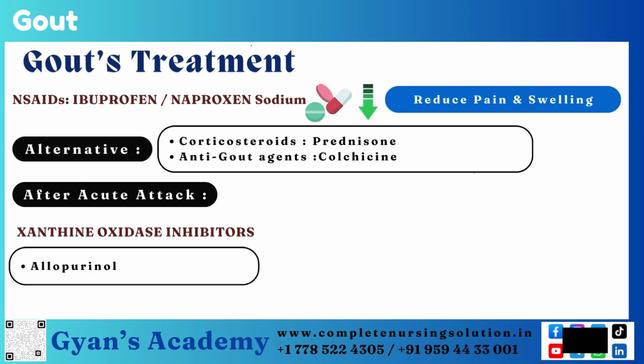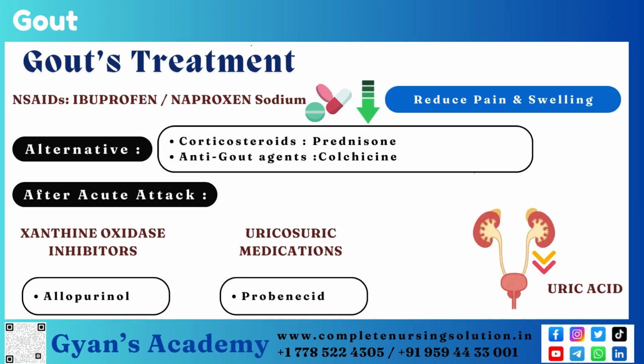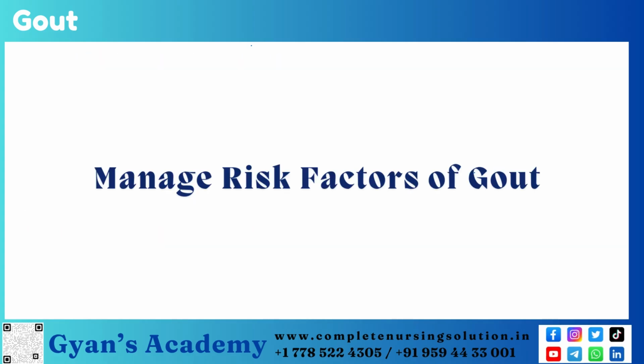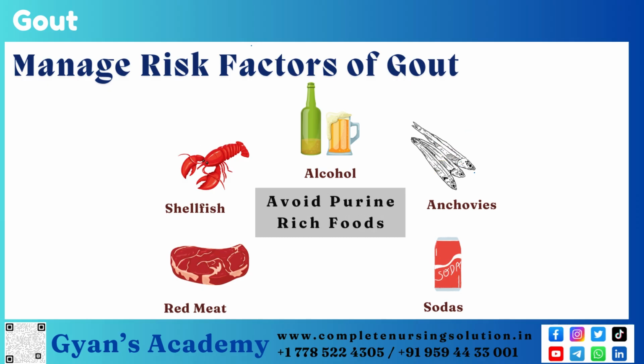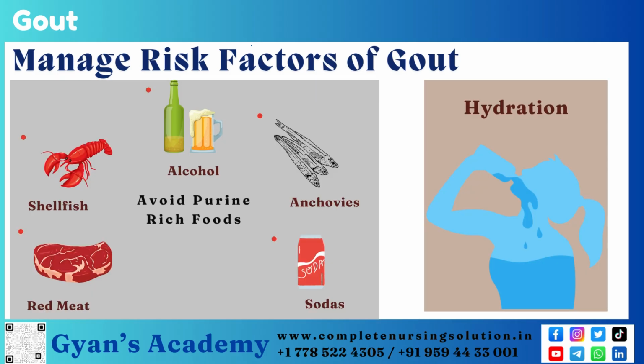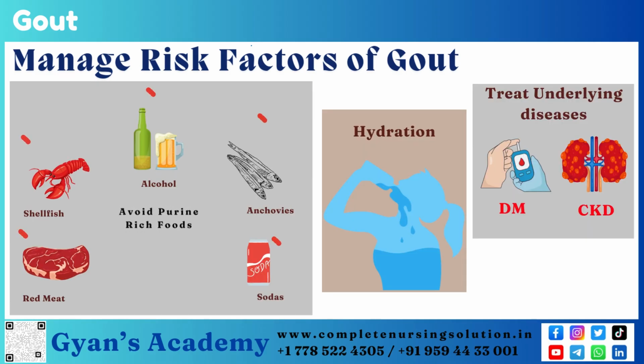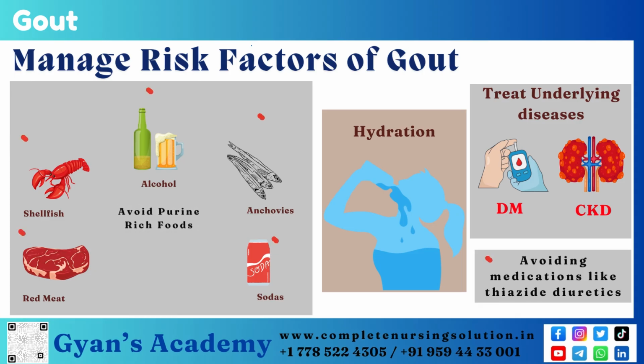After managing the acute attack, clients may also take medications that help decrease uric acid levels, such as xanthine oxidase inhibitors like allopurinol, as well as uricosuric medications like probenecid that increase excretion of uric acid by the kidneys. Finally, it's important to address the underlying risk factors. This may include modifying the diet and reducing or eliminating soda, alcohol, red meat, and seafood, as well as staying hydrated, and managing underlying disorders such as diabetes or chronic kidney disease, and avoiding certain medications like thiazide diuretics.